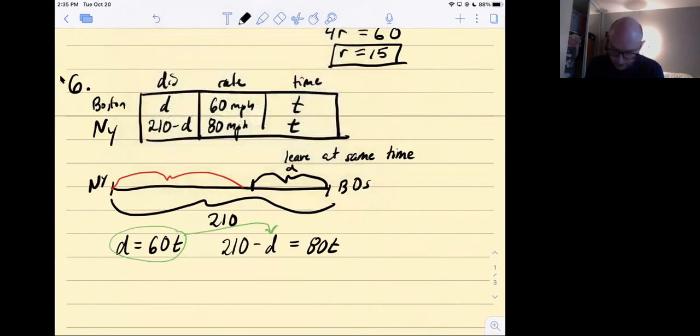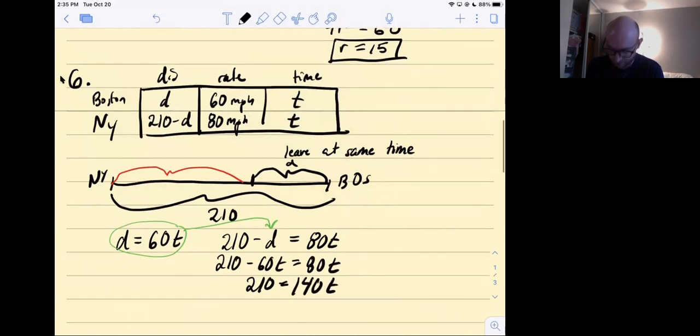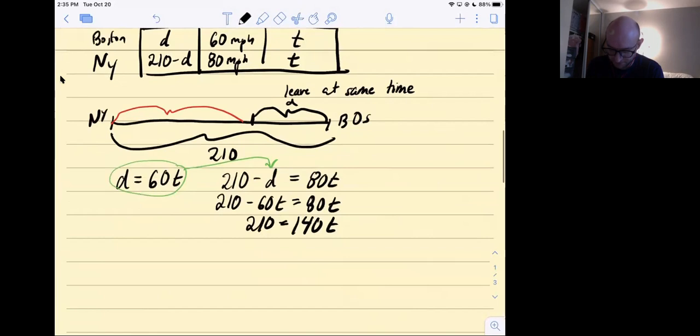Okay. So we get 210 minus 60t equals 80t. And then add the 60t, equals 140t. Okay. Then divide by 140. And you get 1.5 equals t. So it takes 1.5 hours for them to meet up.